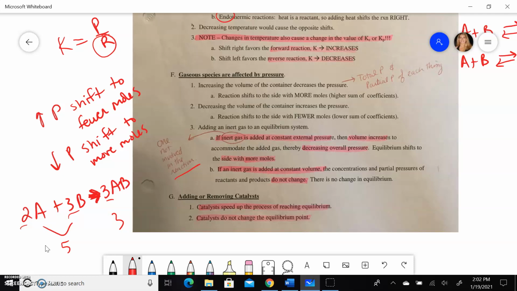And then the last thing is to just mention catalysts again. Keep in mind that catalysts will speed up how fast something can reach equilibrium, but they don't actually change equilibrium, the point itself. They don't change the different concentrations that would have to be achieved in order to reach equilibrium. So they don't affect equilibrium except that they speed up the process of reaching equilibrium if you have something that's not at equilibrium. And that is it for chapter 13.